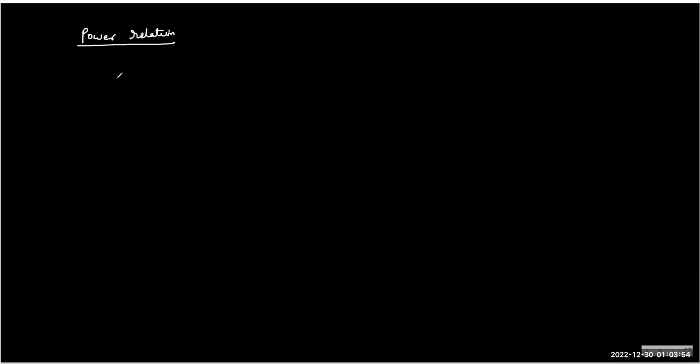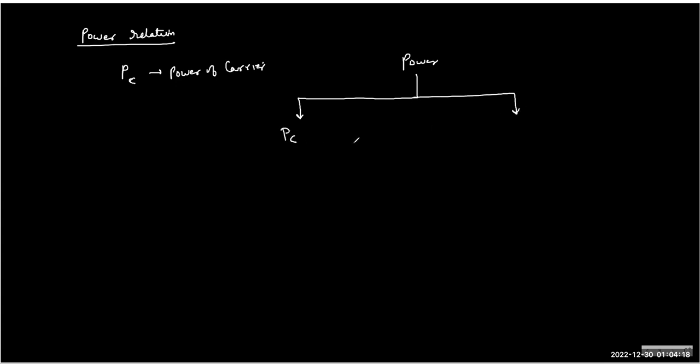So power relation we write in three ways. We write PC, that is the power of the carrier. So I can make a flow chart. Power will be of three types. Basically, you can say two types: power of carrier and power of SB, SB meaning side band power.